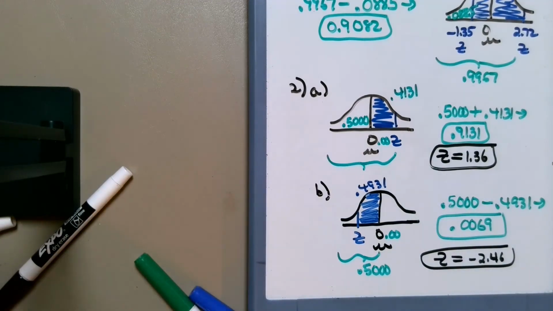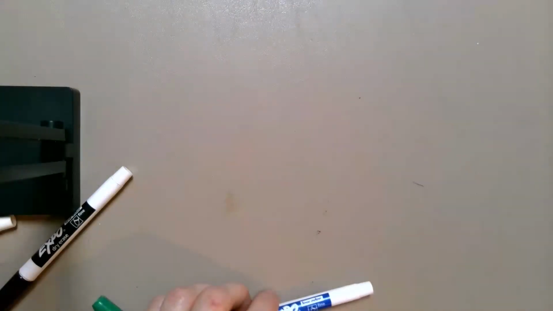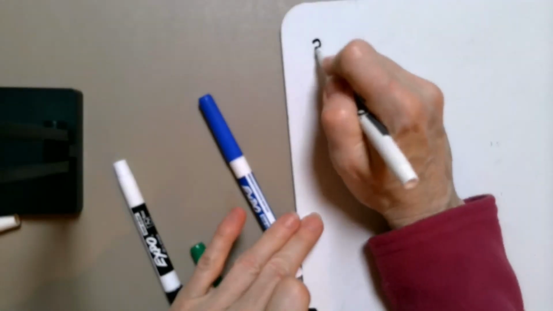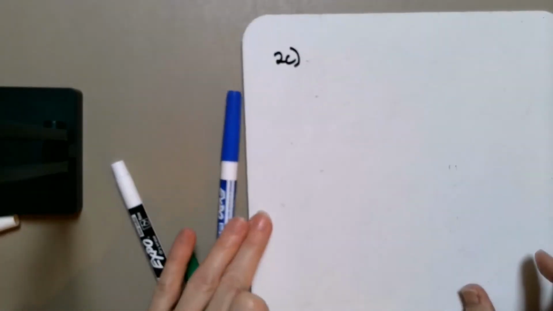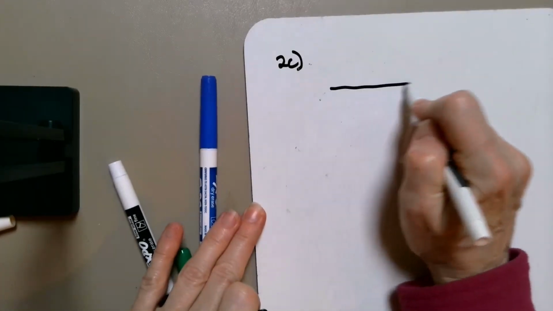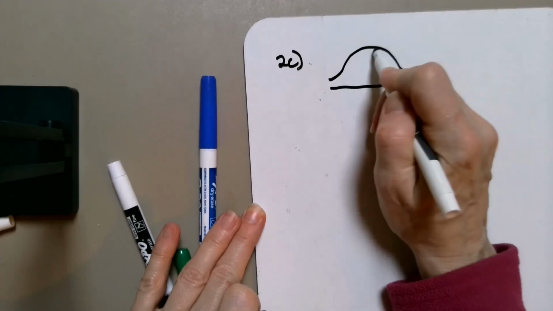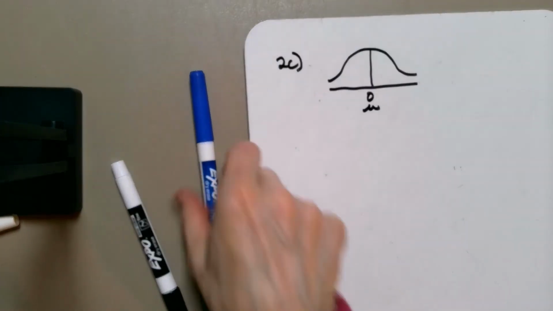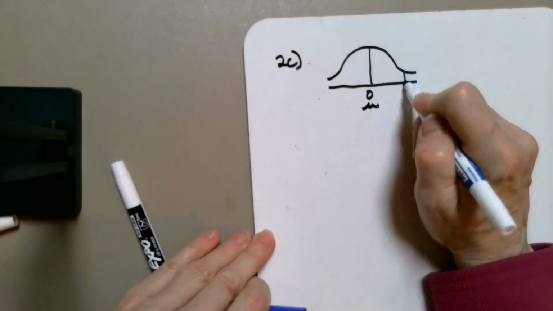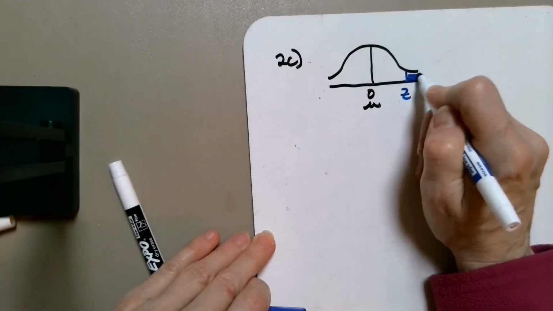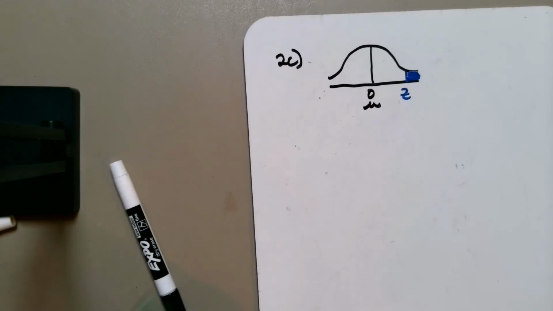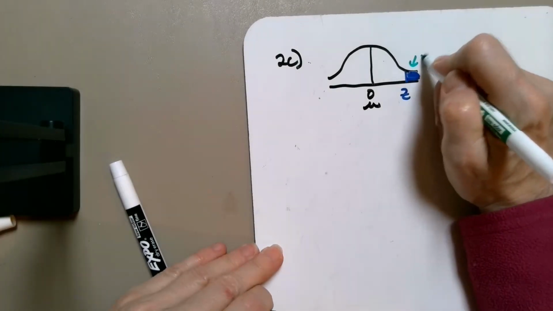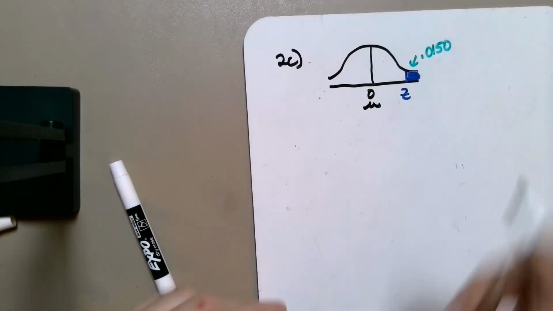Okay, going to 2c, sorry. So for 2c, we're given this drawing here. In the middle is our mean. Our z is to the right of the mean, which means it should be positive, and the area shaded is 0.0150. That is not the area we're going to look up.